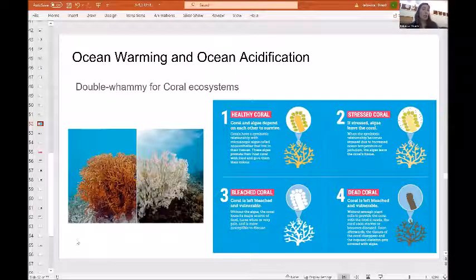All right, so let's talk about ocean warming and ocean acidification. Where this really is an impact is for coral reefs. It's kind of a double whammy. So let's talk about ocean warming first.